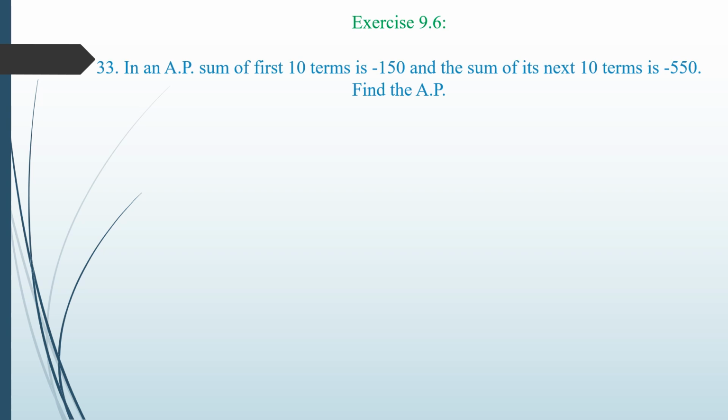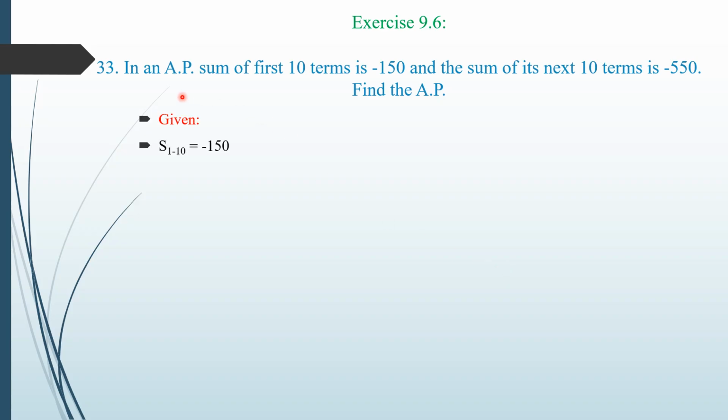Next question is question number 33, which says in an AP, sum of first 10 terms is minus 150 and the sum of its next 10 terms is minus 550, and find the AP. So this question is similar to question number 30 that we just solved in this video. Let us see how we can proceed further.